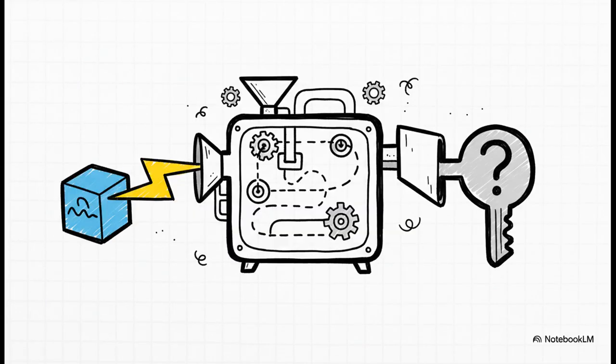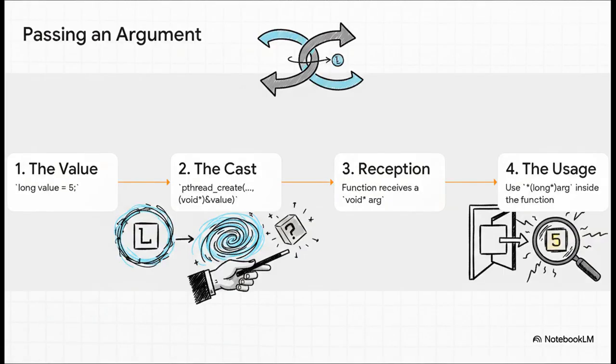Well, the solution is a classic C trick: pointers, but with a little twist. See, the pthread_create function has to be super flexible. It needs to be able to handle any type of data you might want to throw at it. So what we do is we take a pointer to our data and we cast it to this generic pointer to whatever type, which is called a void star. This little diagram here shows the whole dance.